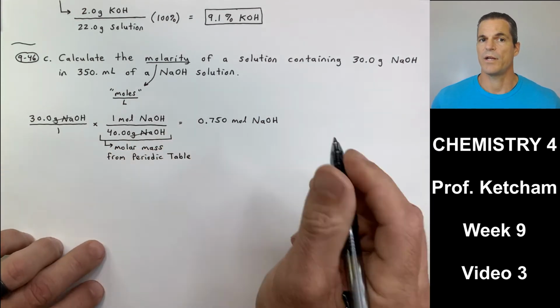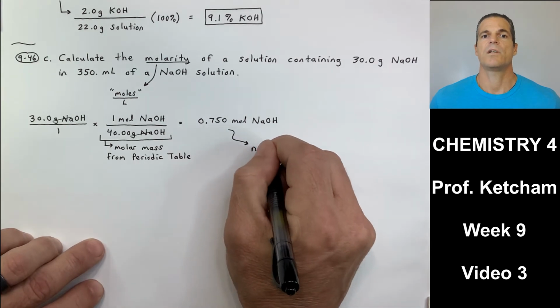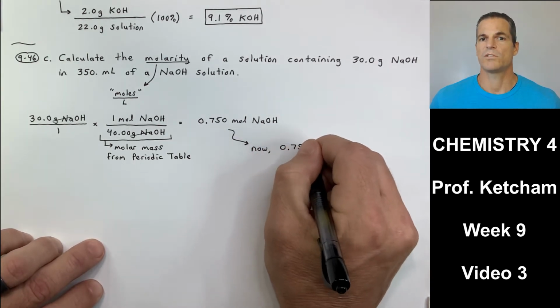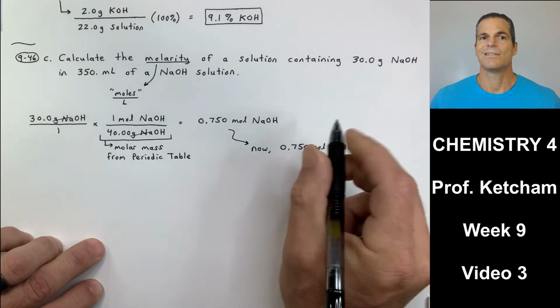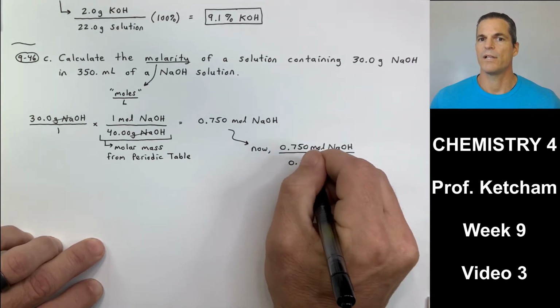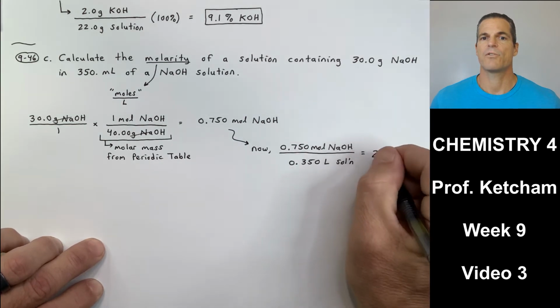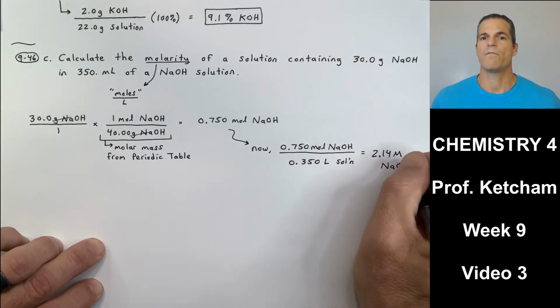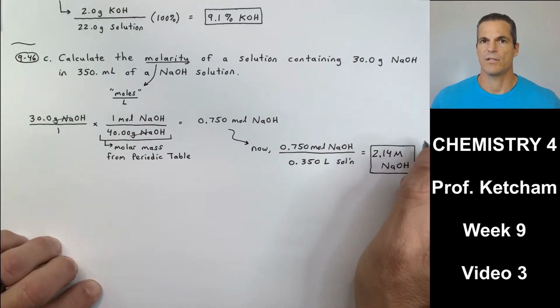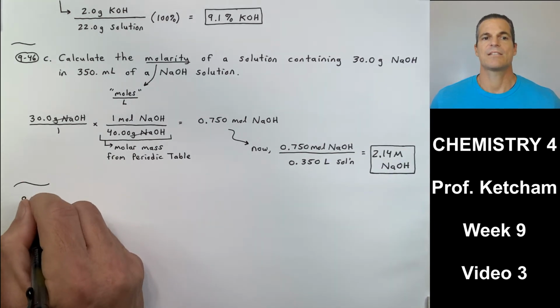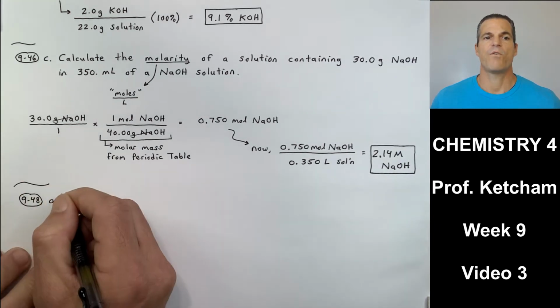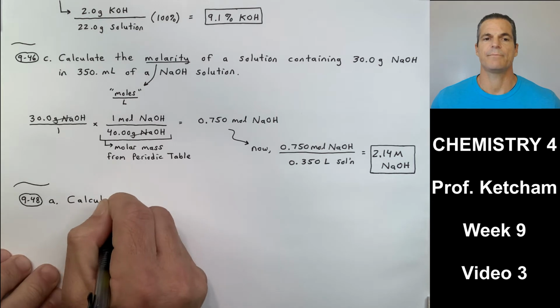That's going to be my numerator, right, for moles per liter? So 0.750 moles of NaOH all over, not milliliters, but 0.350 liters of solution. If I do the math, 3 sig figs, 2.14 molar NaOH. Okay? Next sample problem from your homework is 48A from Chapter 9.